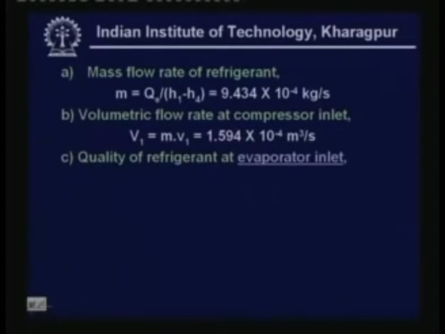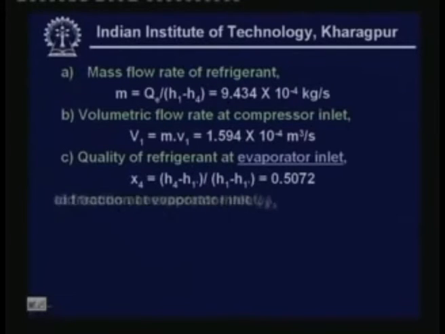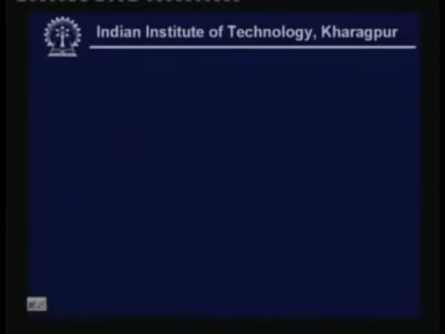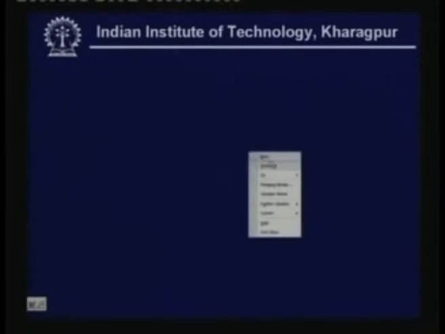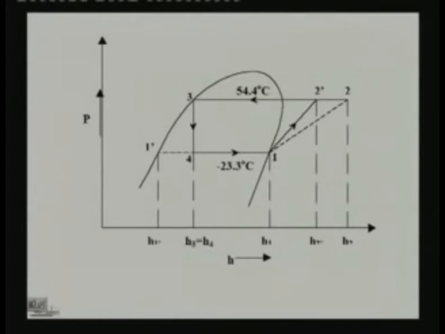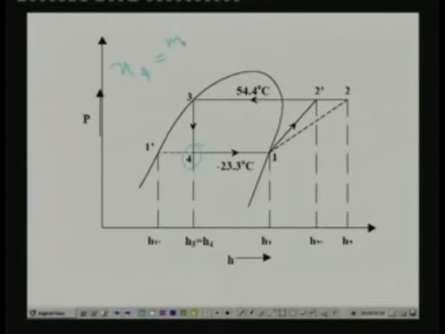So, what do we mean by quality? We have already defined the quality. Okay. So, quality at evaporator inlet is at this point. Quality at this point is defined as mass of vapor divided by total mass, that is mass of vapor plus mass of liquid. Okay. You can show that this is equal to H4 minus H1 dash divided by H1 minus H1 dash.